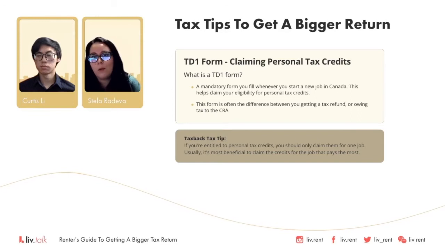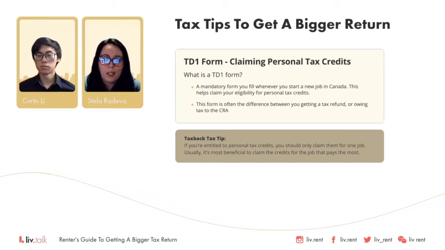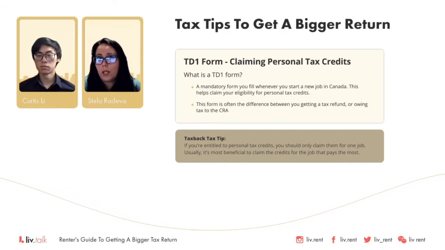So the TD1 form is very important, and it's vital that you complete this correctly, because this is often the difference between having a tax refund or having a tax bill in the end. As an additional tax tip, I would say that if you're entitled to a personal tax credit, you should only claim it for one of the jobs you have. Usually it's most beneficial to claim the credits for the job that pays the most.